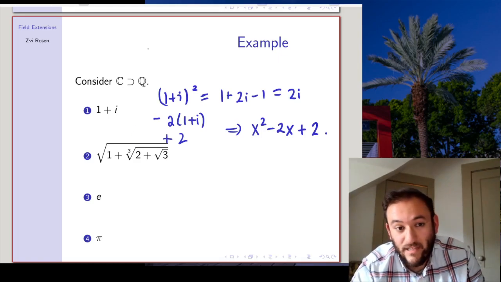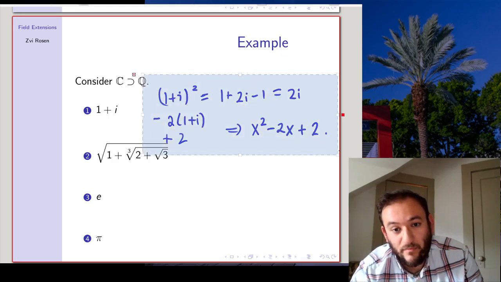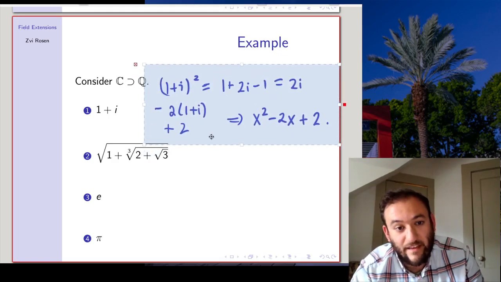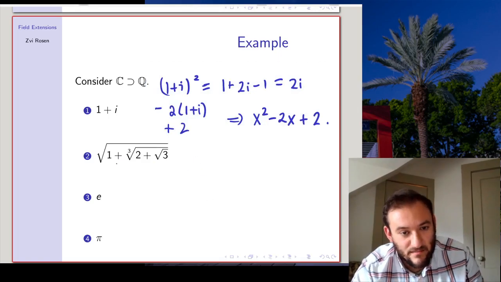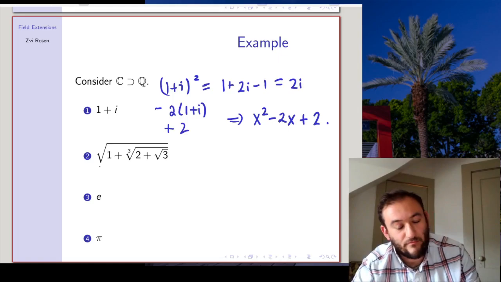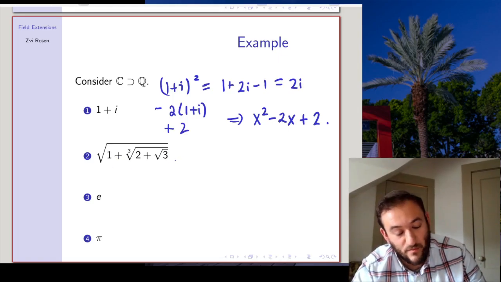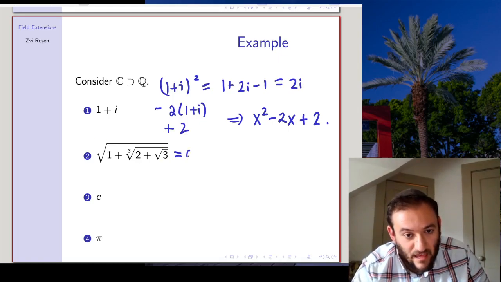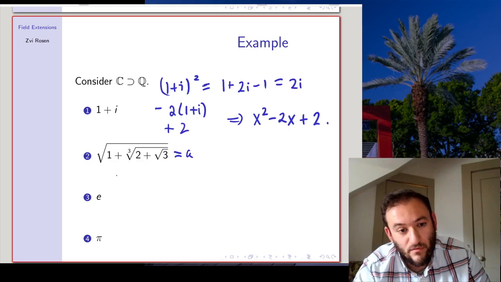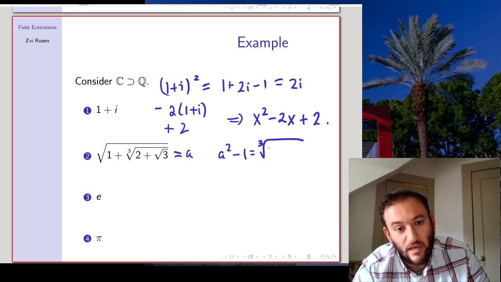So that's one example of an algebraic number. It's algebraic over the rationals. Okay, how about this funny looking radical. So we have square root of 1 plus cube root of 2 plus square root of 3. Well, the way that we can look at this is if we call this a, then a squared minus 1 is equal to the cube root of 2 plus the square root of 3.